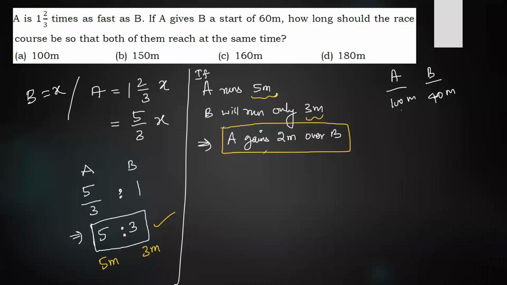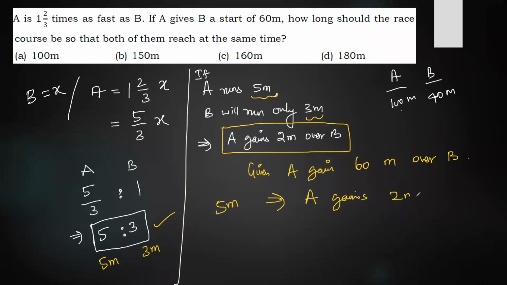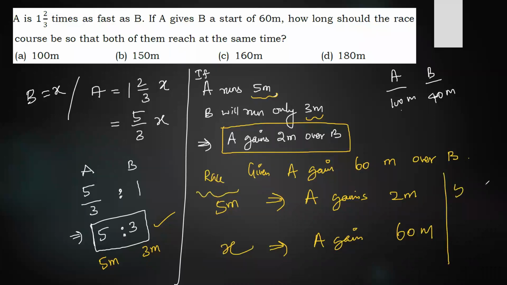Okay. I'm just finding the ratio. That's all. Just finding the ratio. From this ratio, 5 is to 3. So in a 5 meter race, suppose I take this as 5 meters, then B will run only 3 meters, right? So now out of a 5 meter race, A runs 5 meters, B runs only 3 meters. So A gains 2 meters over B. In this question, they have given that A gains 60 meters over B. This is the question. Okay. If it is 5 meters, A gains 2 meters.